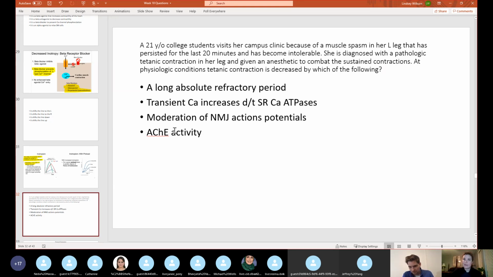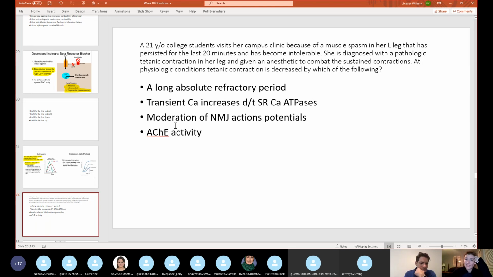Not bad choices, not bad choices. But I would actually go with B. Transient calcium increases due to sarcoplasmic reticulum calcium ATPases. Here is why. Long absolute refractory period, this is more in cardiac myocytes than in muscle cells, and this helps make sure that the heart contracts when it's supposed to, that different areas contract when it's supposed to. At the level of the NMJ, we don't want to moderate at that level.